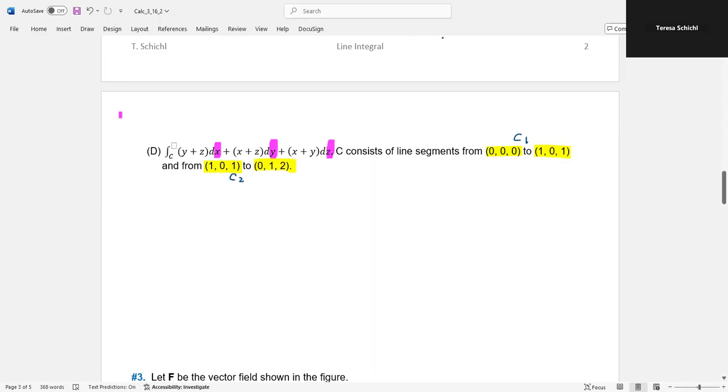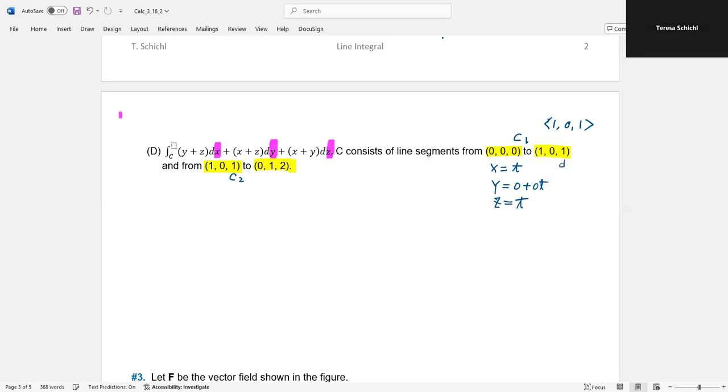All right, so let's write down segment 1. The direction vector for segment 1 is just 1, 0, 1, right? This point minus that point. Then choose the point 0, 0, 0. So x is equal to 0 plus t, right? And y is 0 plus 0t, so basically it's 0. And then z is 0 plus t, so it's t again.